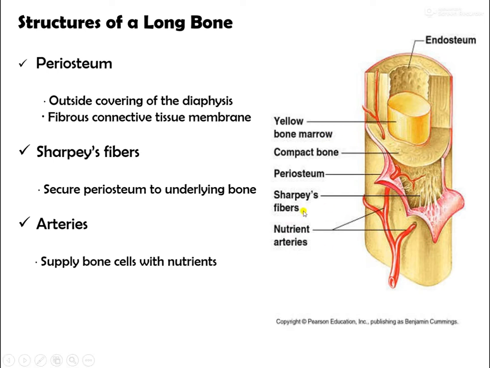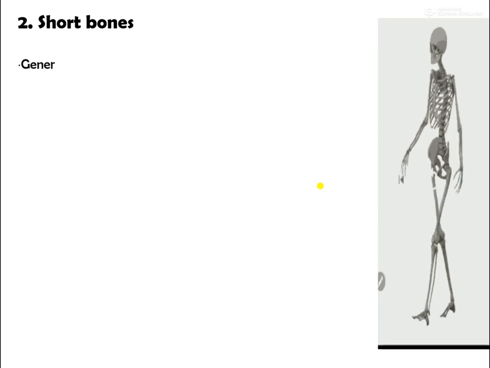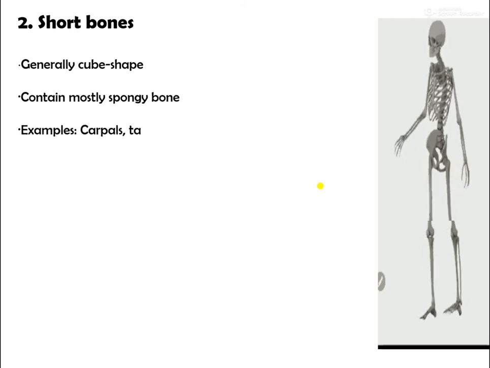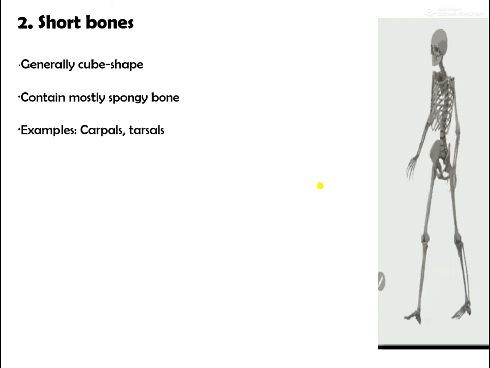These are the Sharpey's fibers, these are the nutrient arteries, and the periosteum, which is the outer covering. Now see, these are the diaphysis and these are the epiphyses. Next one is the short bone, generally cube shaped, which contains mostly spongy bone. Examples are the carpals and the tarsals.